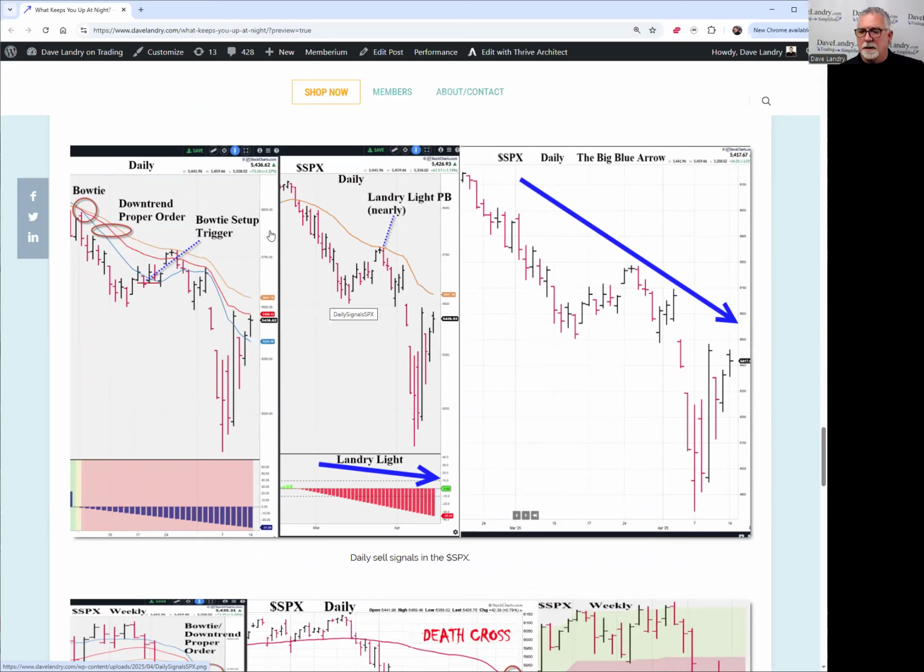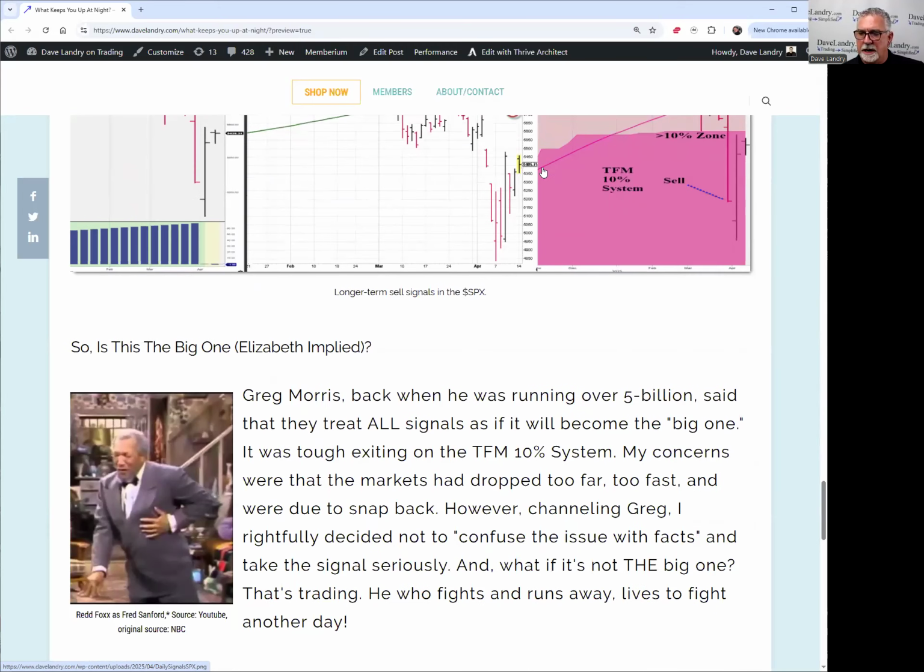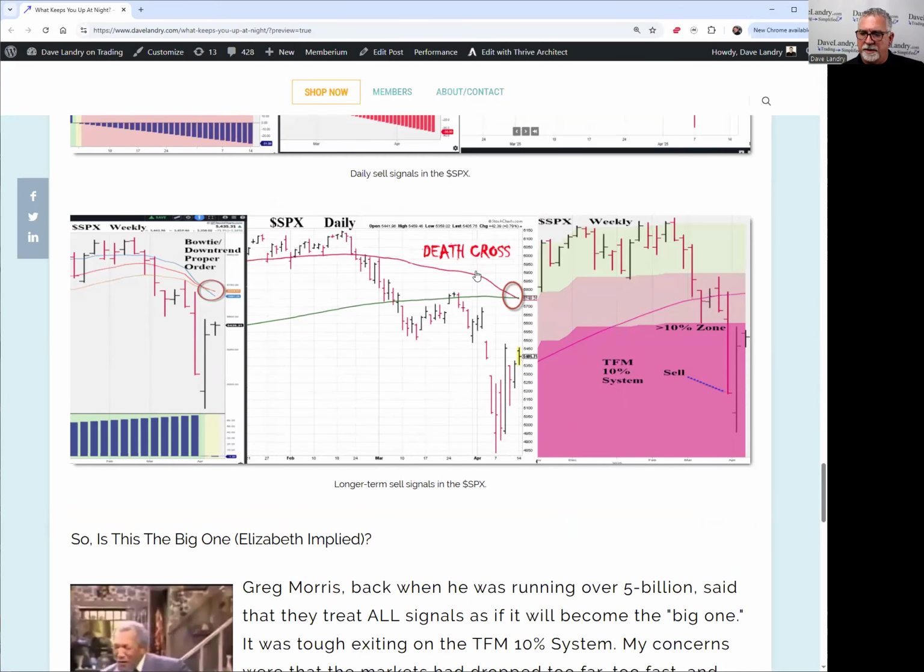But we are getting a lot of signals, like I just said. We had the daily bow tie we just talked about. We had the Landry light pullback in the S&P 500, and of course the big blue arrow, and that's simply looking at the net price change and drawing an arrow on the chart. Now, one other thing that's happened recently is we got a death cross in the S&P 500. The Nasdaq made a death cross a few weeks ago.